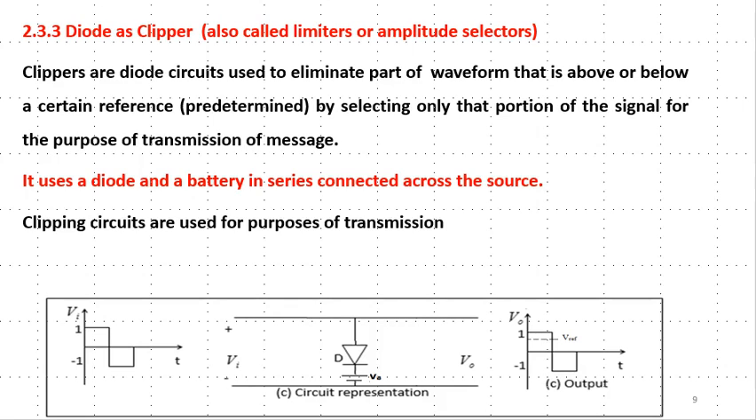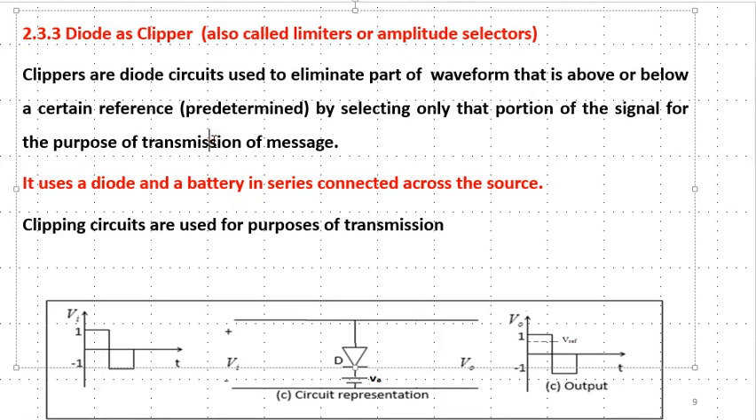Now another application of a diode is what we call clipper, and these clippers are also called limiters, and sometimes they are called amplitude selectors. And the function of this clipper is to eliminate part of the waveform that is above a certain reference point or that is below a certain reference point. And generally we use this clipping circuit for transmission of the message, so that we limit the message to the amplitude we want. Anything above that should be truncated, should be cut out.